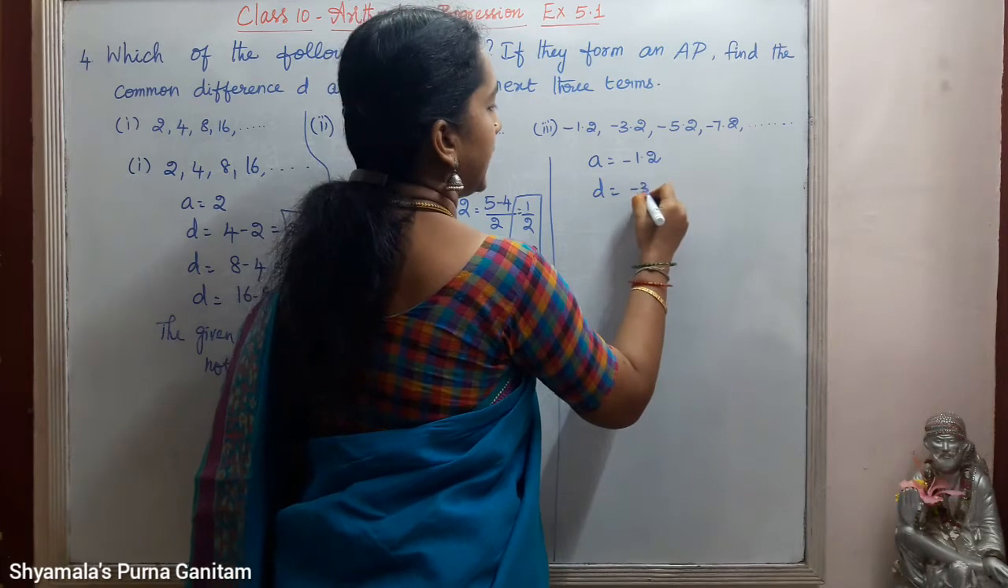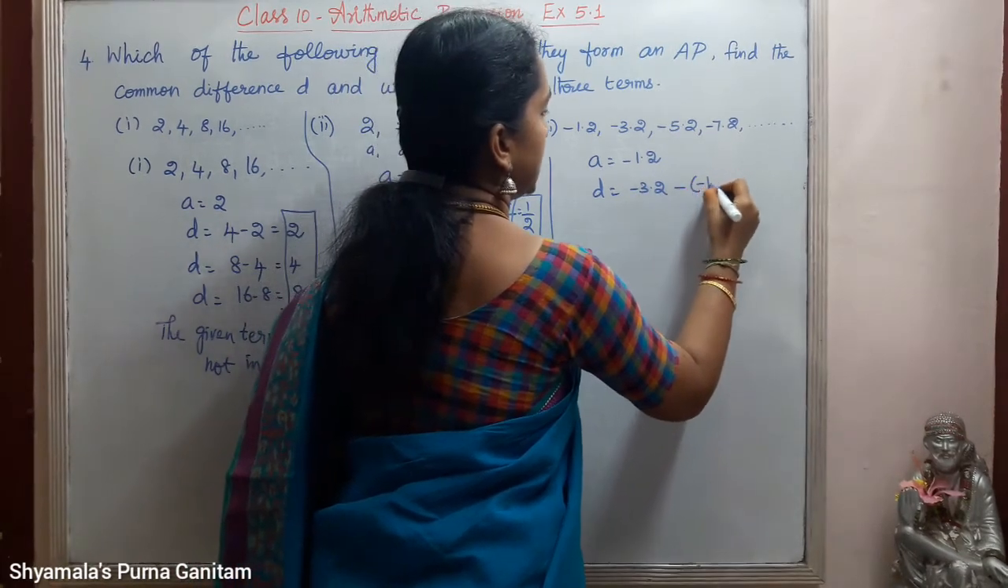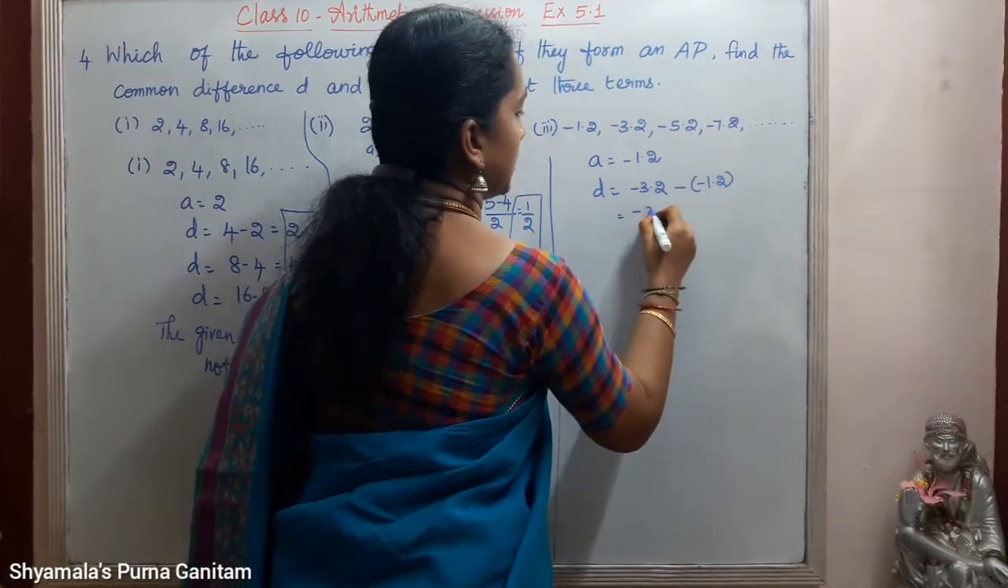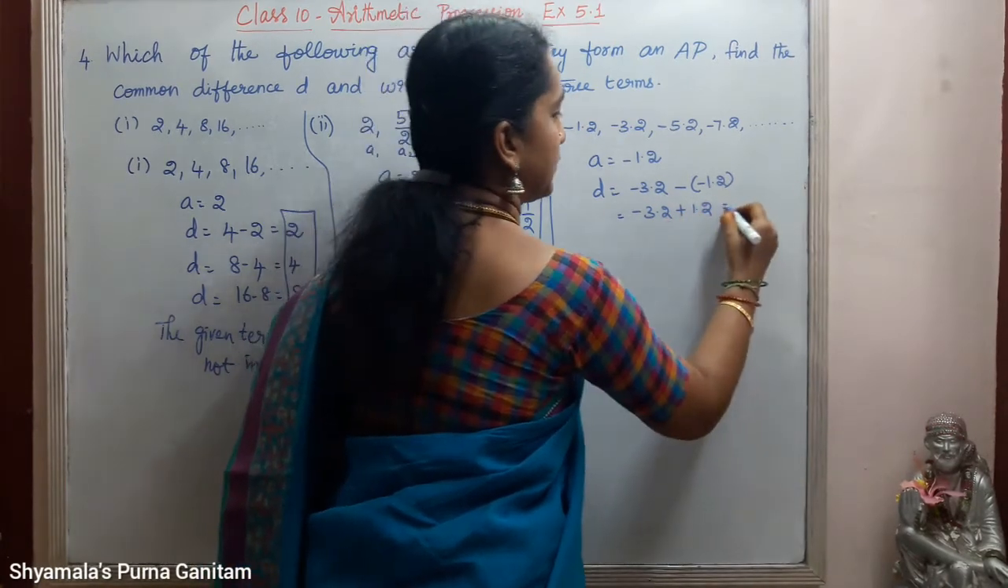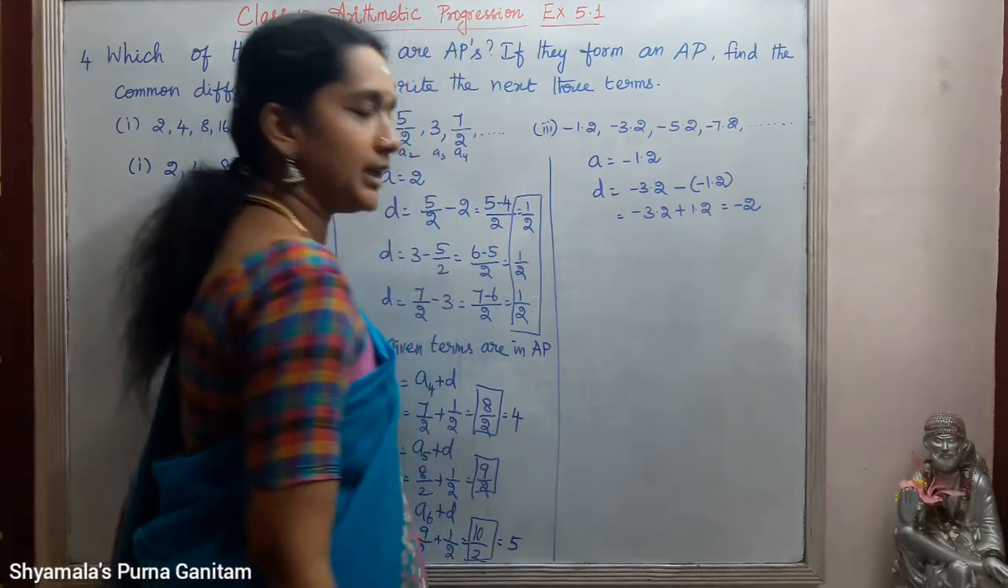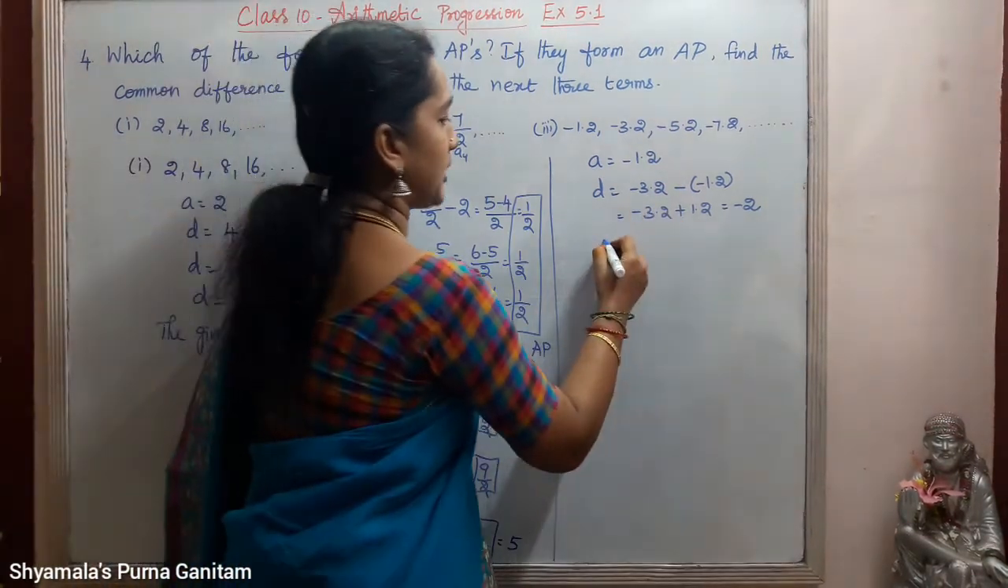D is A2 minus A1. So this is equal to minus 3.2 plus 1.2. When we find the difference, we'll get the answer as minus 2. So the common difference is minus 2 here.